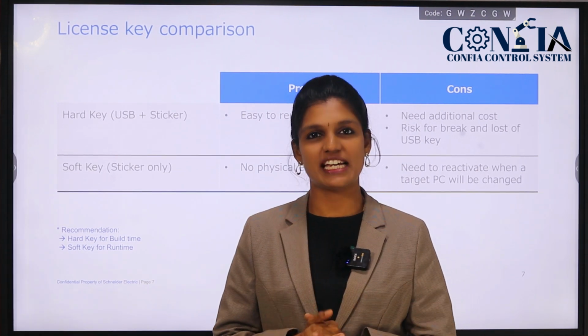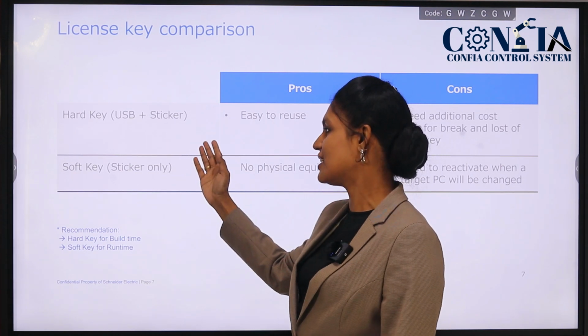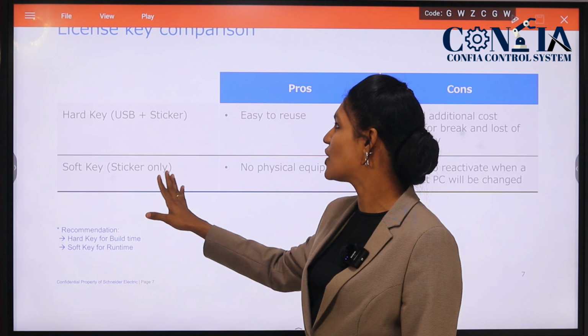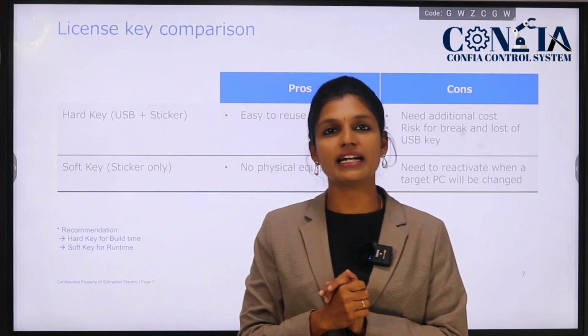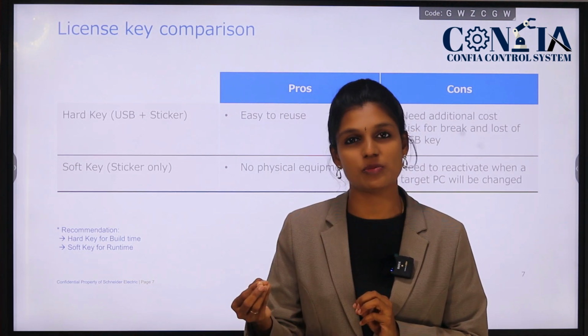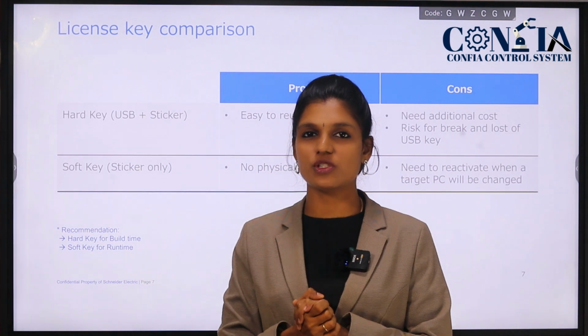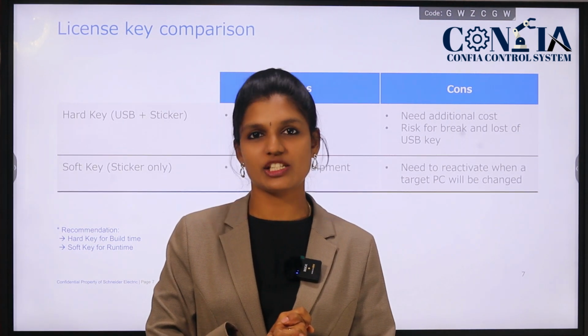There are two types of license key for Blue Open Studio. One is the hard key with USB and sticker. Another one is the soft key with sticker only. The hard key can be used in various devices since it is in USB format, and the soft key can be used only in a single PC. If you are changing the PC, you have to reactivate the soft key.